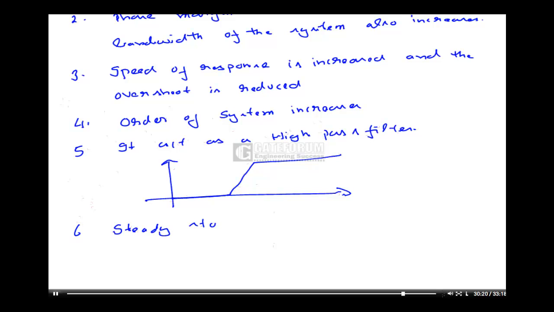Steady state error improves in detail. Improvement in steady state error is not much. Okay, this system increases the gain crossover frequency, which in turn increases the phase margin, and thus the bandwidth is increased. Okay. So these are the effects of the phase lead compensation. The question can come as a 1 mark question from any of these effects.